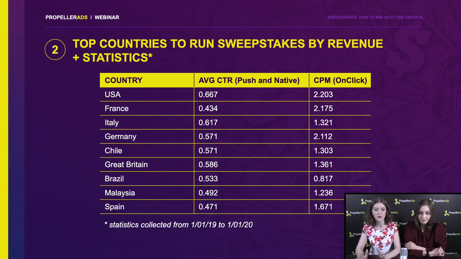Among the countries that we already mentioned, like the United States or some European countries, you can see some geos like Chile, Brazil or Malaysia. That can really bring you a good result and good profit, so probably these are geos that you need to focus on during your first or next sweepstake campaign in PropellerAds. It is actually a great tip for those who start an affiliate career in PropellerAds.